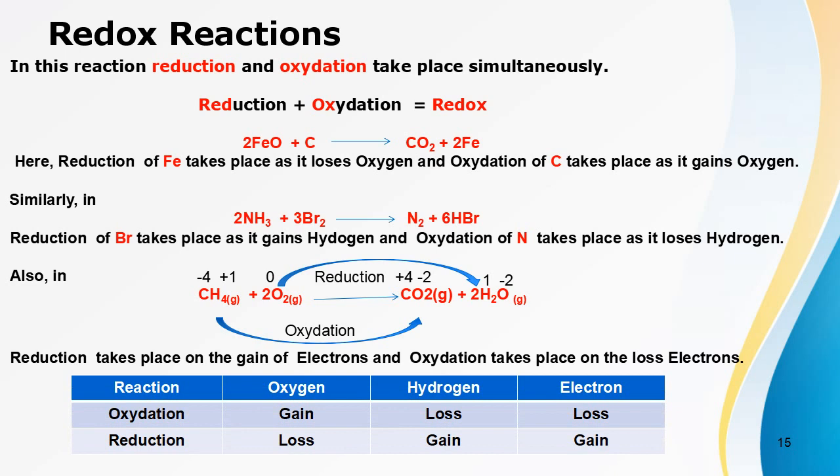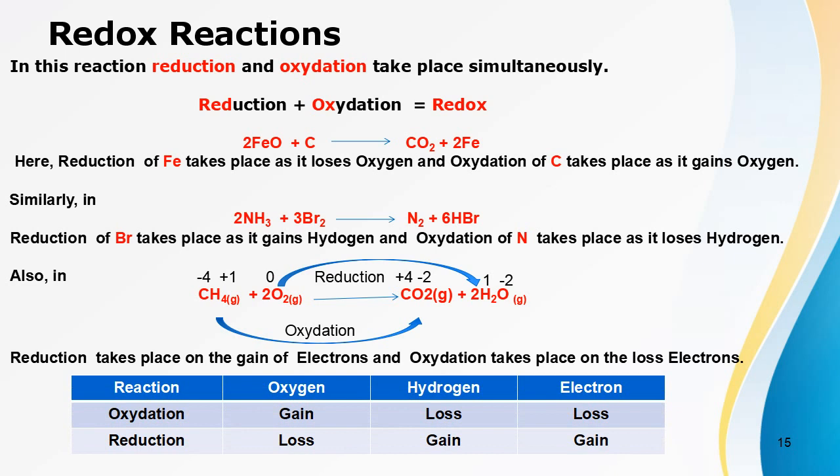Redox reactions. In this reaction, reduction and oxidation take place simultaneously, so it is known as redox reaction. In the equation, reduction of Fe takes place as it loses oxygen, and oxidation of C takes place as it gains oxygen. Similarly, in the below equation, reduction of Br takes place as it gains hydrogen, and oxidation of N takes place as it loses hydrogen.